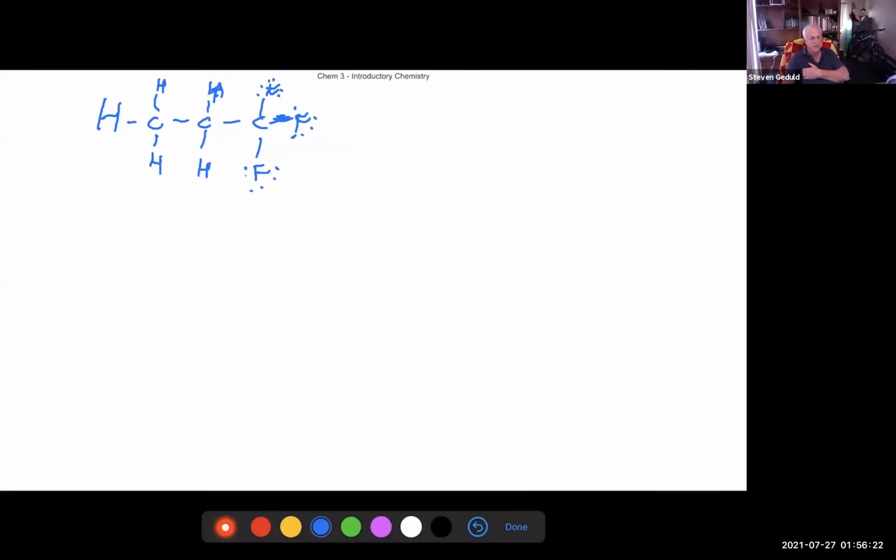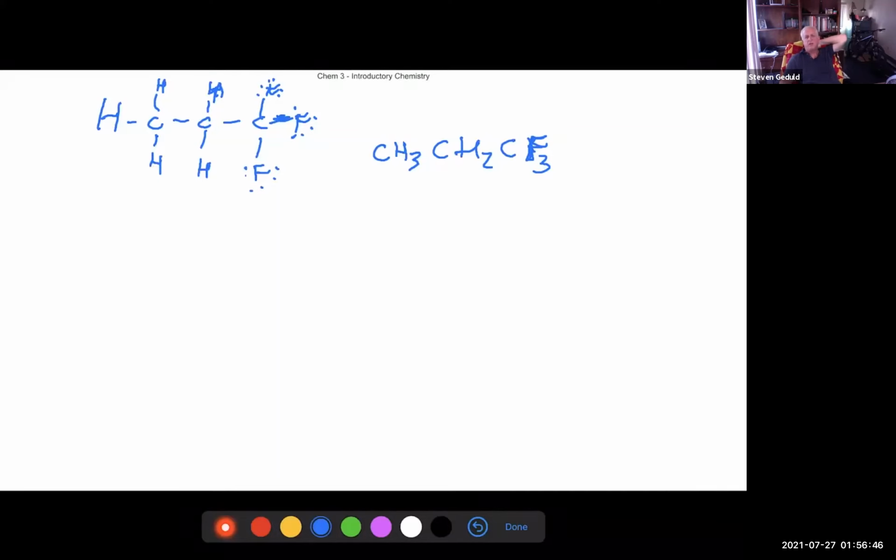Now you can also draw the condensed form we talked about, where the first carbon is CH3, a carbon with 3 hydrogen bonds. Then you have a carbon with 2 hydrogens, CH2. Then you have a carbon with 3 fluorines, CF3. That's your condensed formula. It just tells you what you have.